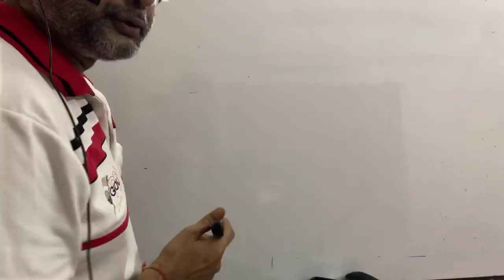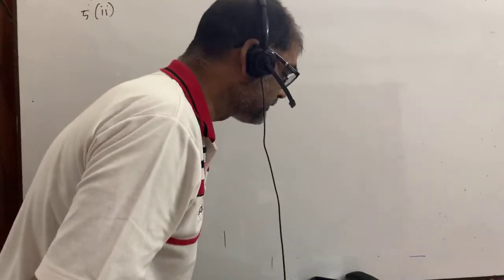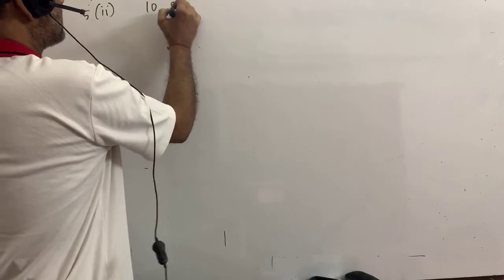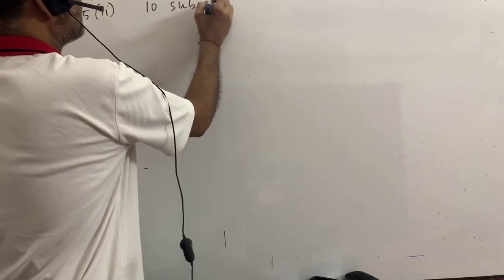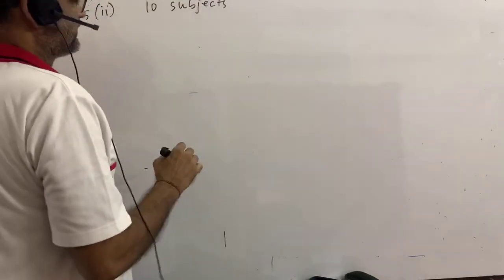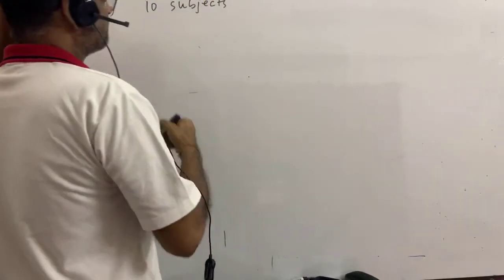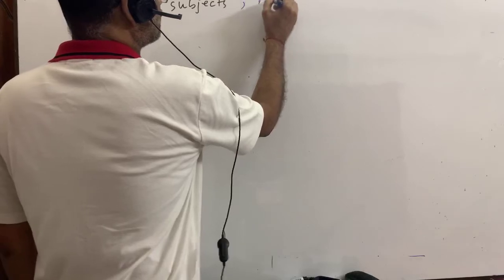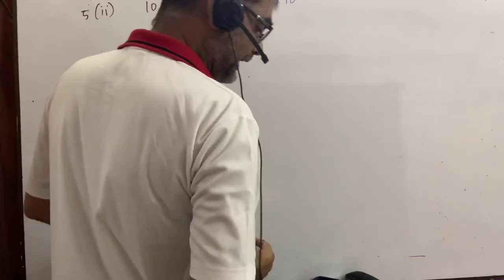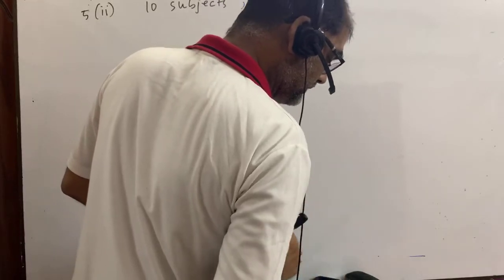Question number 5.2. You see the most important math. There are 10 subjects. Very good. What is meant by 10 subjects? 10 subjects means n equals 10. You please write down.